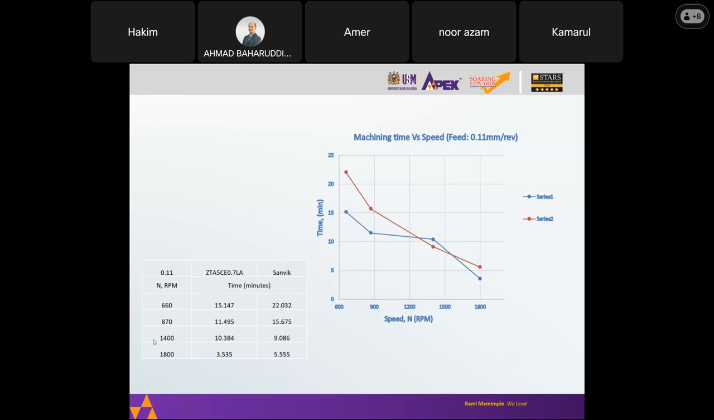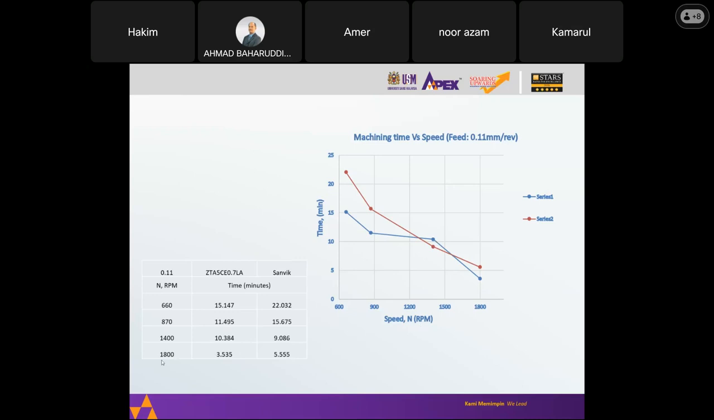The third machining, 1400 RPM. This fabricated insert managed to get better than Sandvik. It reached 10.3 minutes, while Sandvik only reached 9 minutes. Then the highest speed available at the lathe machine: finally, both tools only managed to get 3 minutes and 5 minutes.